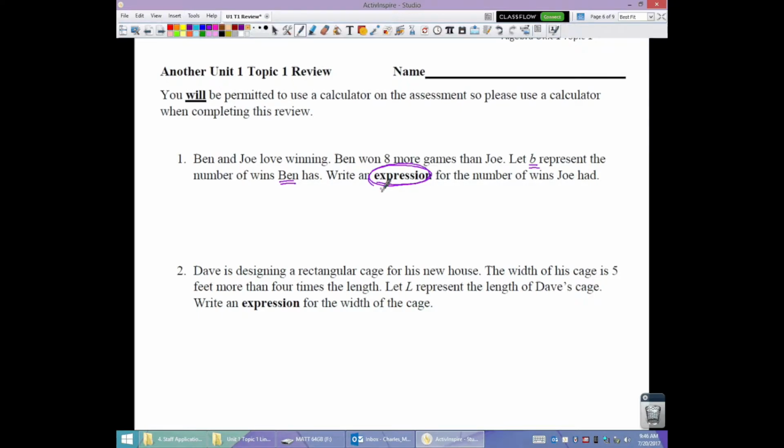Okay, so Ben won more, his number is larger. So if Ben, the larger one, is B, how do I get to that smaller amount for Joe? Well, I would have to subtract 8.